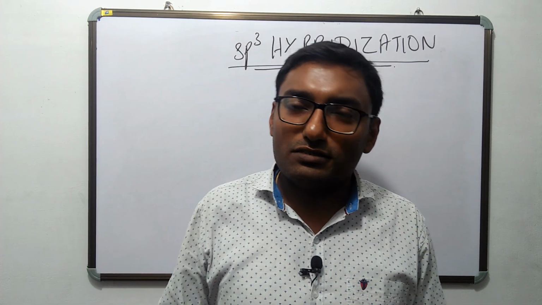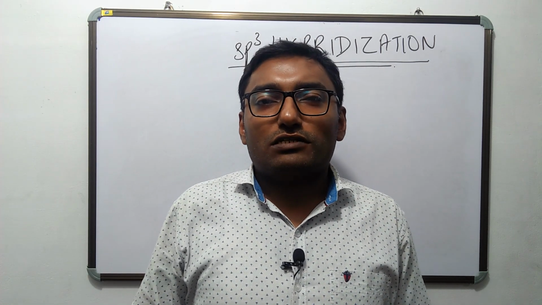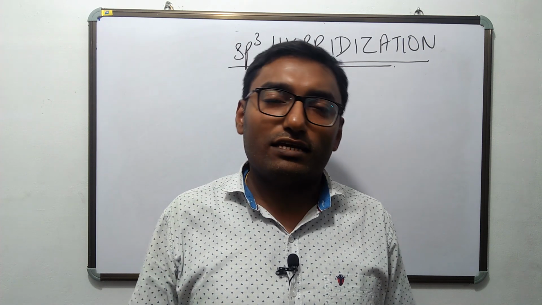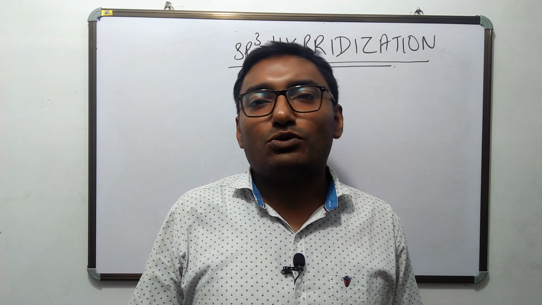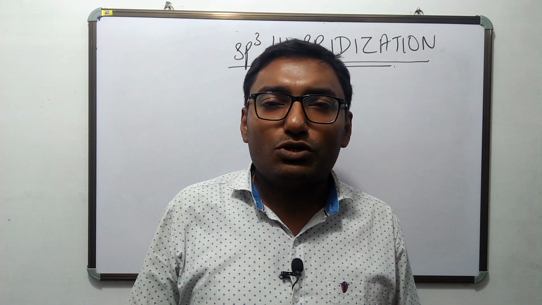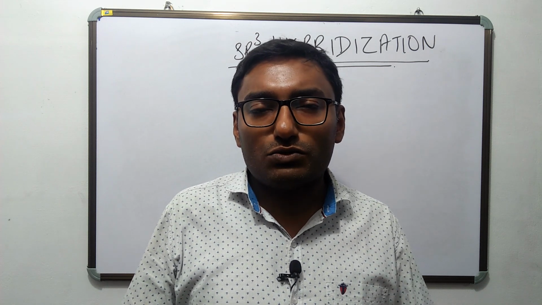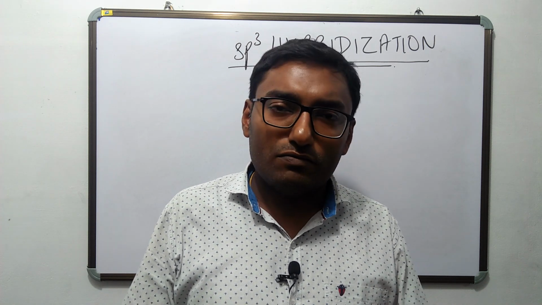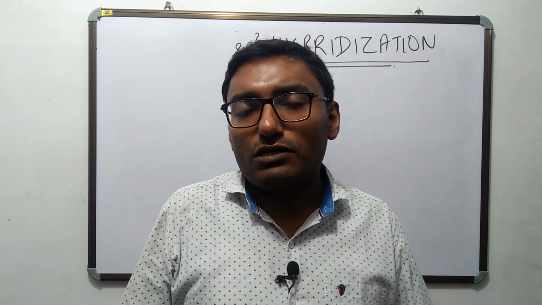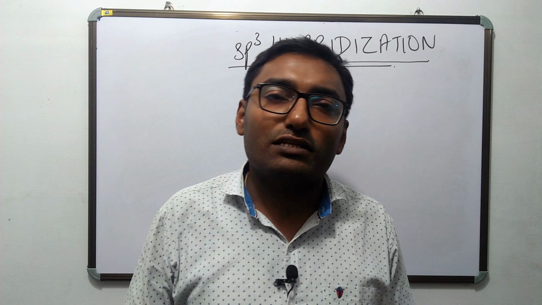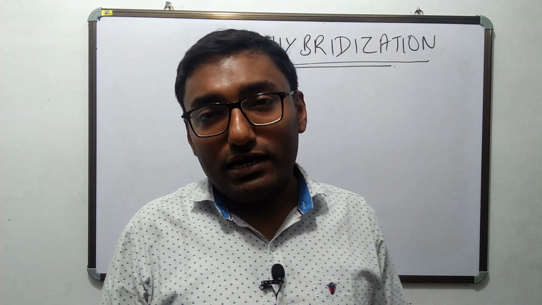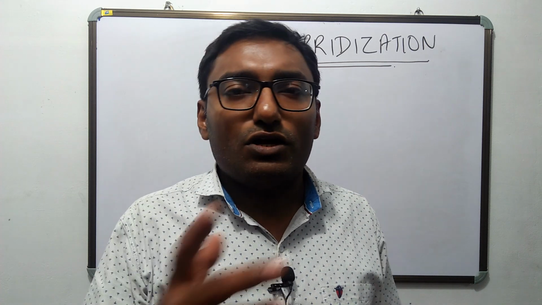Dear students, today we are going to discuss the topic sp3 hybridization in alkanes. We will first go through the atomic number of carbon and draw its electronic configuration, and then we will slowly get introduced to the concept of hybridization, and then we will see what the tetrahedral angle and the tetrahedral shape are. Let us start.